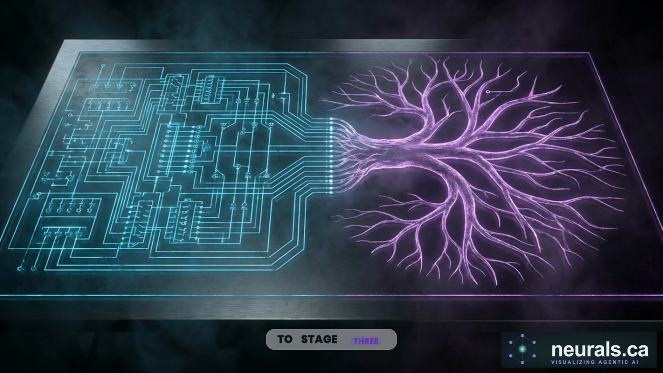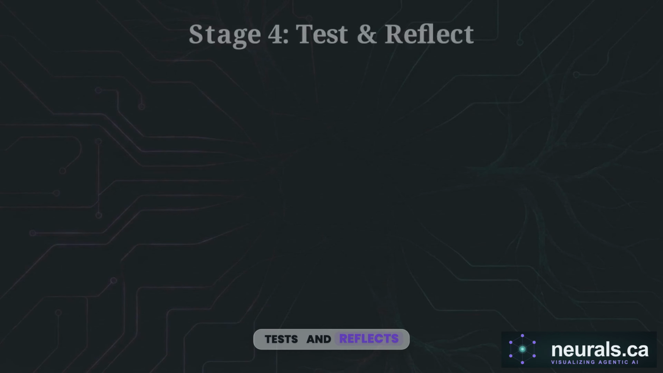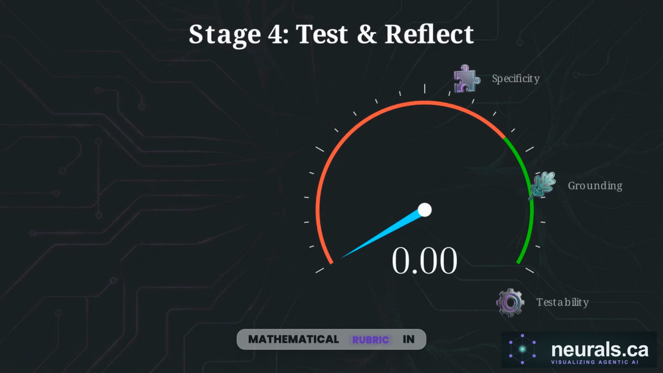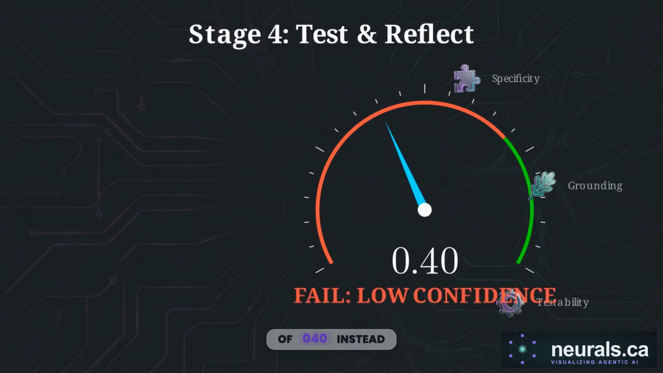It moves to stage 3 to synthesize and hypothesize. The agent stitches those borrowed ecological concepts together to formulate a new testable engineering solution. Stage 4 is where it tests and reflects. The agent scores its own hypothesis against a strict mathematical rubric. In our case study, the initial attempt fails, generating a low confidence score of 0.40.